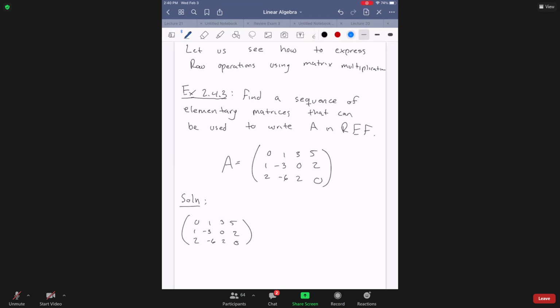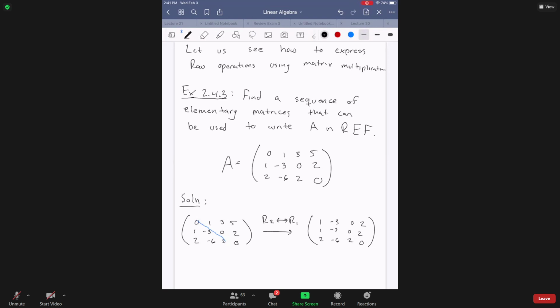So again, how do we do this? Always look at the main diagonal, make everything underneath it 0, and everything on the diagonal 1. So the first thing I'm going to do is interchange the second and first row. Row 2 interchange with row 1. So I'm just going to have 1, minus 3, 0, 2, 1, minus 3, 0, 2, 2, minus 6, 2, 0.